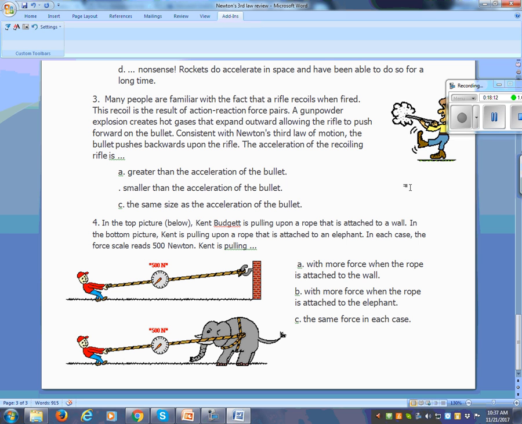Kent is pulling A with more force when the rope is attached to the wall, B with more force when the rope is attached to the elephant, C the same force in each case. How many people say A, more force when the rope is attached to the wall? Anyone say B, more force when the rope is attached to the elephant? Anyone say C, the same force in each case? Should be all of you.